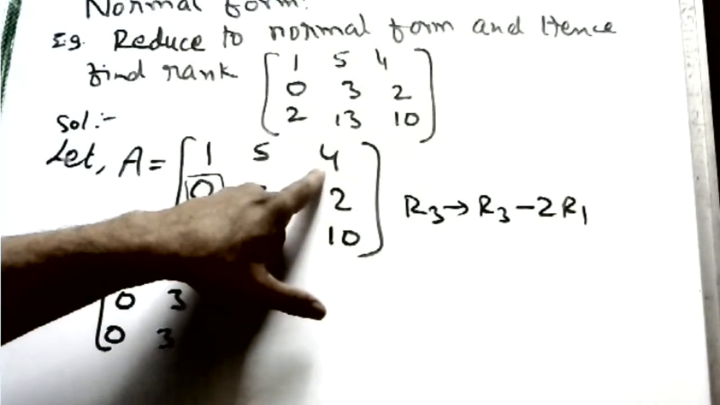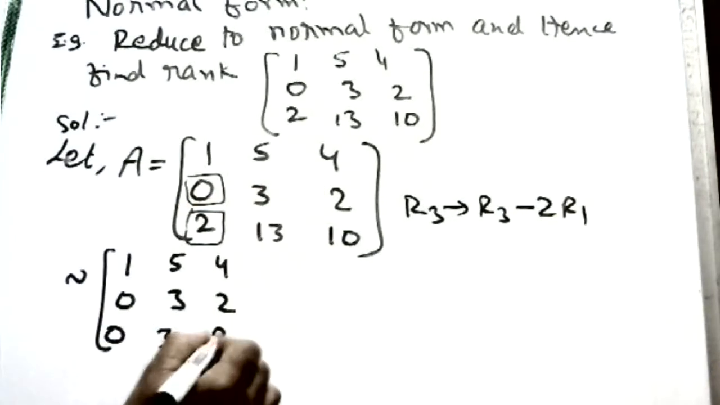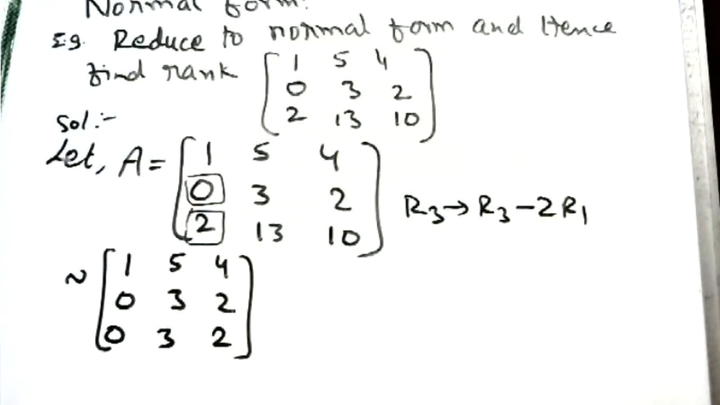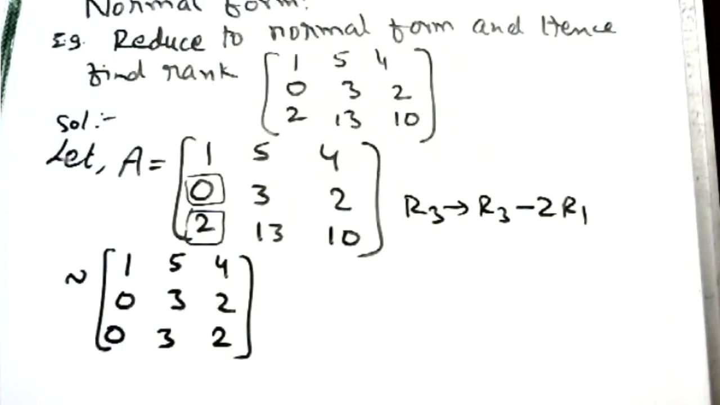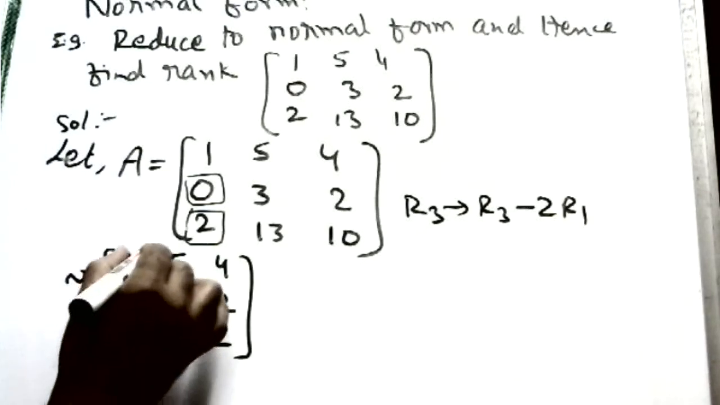R3 minus 2R1. 10 minus 4 twos are 8. 10 minus 8 is 2. So the first step is finished now. We made these two zeros. Now let me make this and this 0.